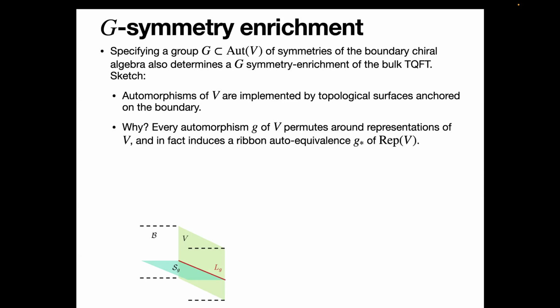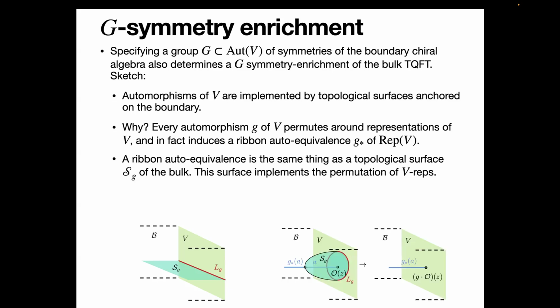You might ask, why do you need this surface here? We're used to implementing symmetries by lines in 2D CFTs. The intuition is that, in a very general setting, for a general algebra, if you choose an automorphism of the algebra, the automorphism in general commutes around the representations of that algebra. And the same is true for VOAs. So any symmetry of a VOA is going to commute around its representations. And in fact, more strongly, it's going to induce a Riemann autoequivalence of the representation category.